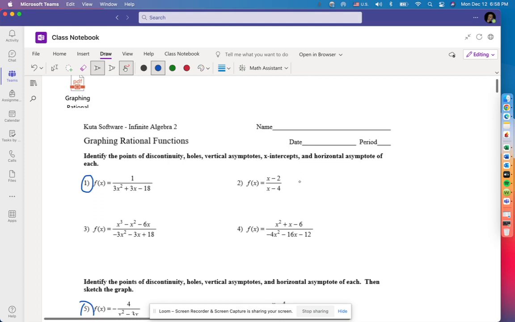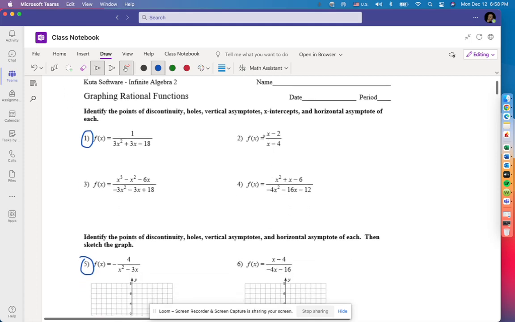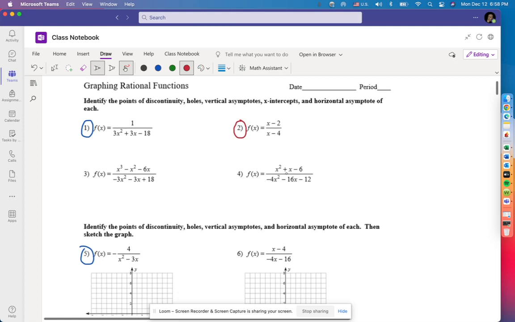Type 2 functions are the functions that have the same exponent, and we're talking about the leading term. If I look at the leading term and it has the same exponent, it has a horizontal asymptote of whatever the number is in front. I'm going to call it A over B. So number 2 will be type 2. I'm going to circle those in red. That has a horizontal asymptote of 1. Do you remember that?